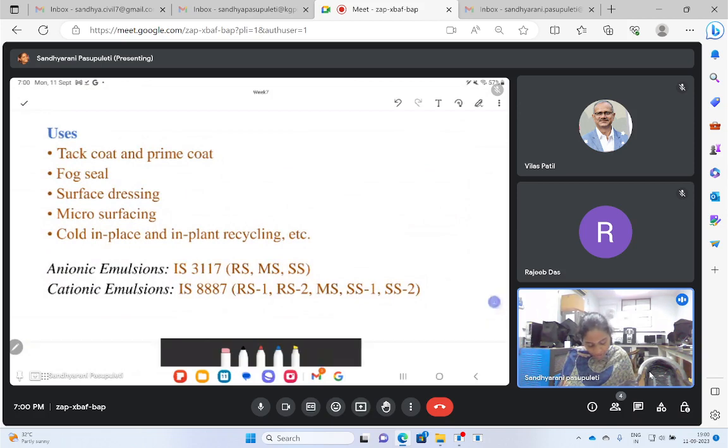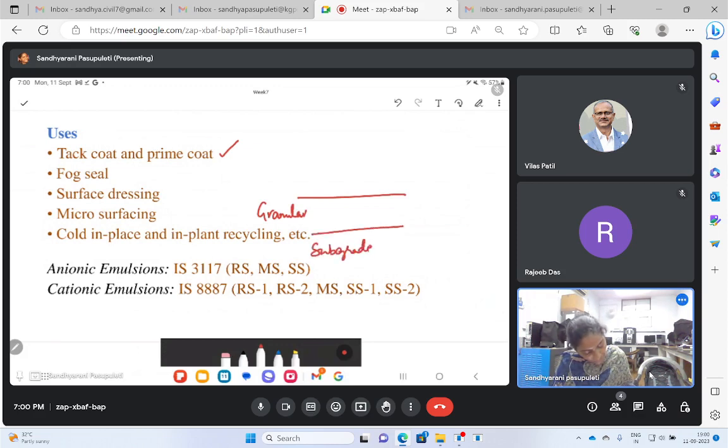So what are the main uses? One is to use in the tack coat and prime coat. What is a prime coat? Let us say we have a granular layer. Bottommost we have the subgrade, which is nothing but the soil. We compact this soil, and upon that I have the granular layer. It can be multiple layers or a single layer depending upon the purpose. So you have granulars; these are unbound materials.